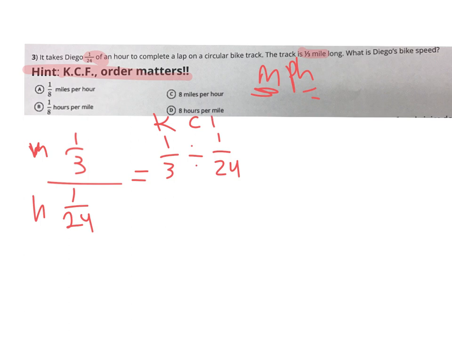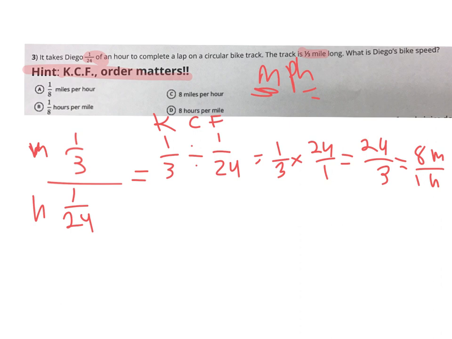From here, we're going to keep, change, flip. So that's what it looks like. You're going to end up with 24/3, which is equal to 8. And remember, we're talking about miles per hour. So 8 miles in 1 hour, which is 8 miles per hour. On this one, just be careful because they do try to trick you in D. They go hours per mile, right? But again, speed is miles per hour.